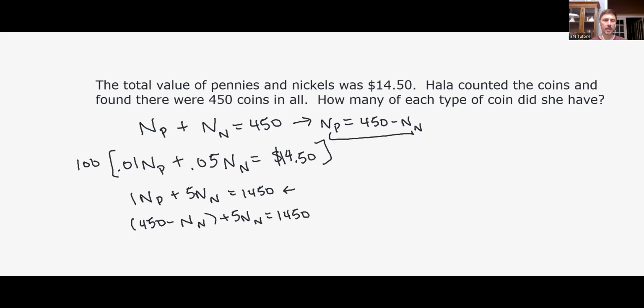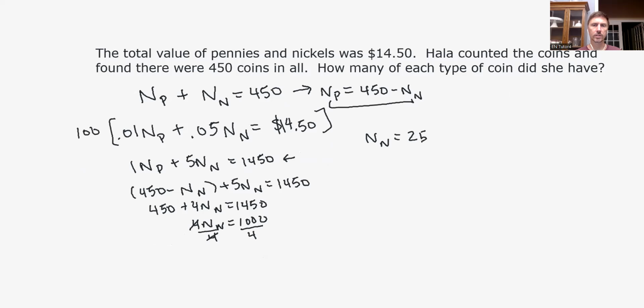So just combining like terms on the left side here, we're going to have 450 minus NN plus a positive 5 NN, which gives us a positive 4 NN equals 1450. And now subtracting 450 from both sides, we get 4 NN equals 1,000. All right, we can divide both sides by 4. And when we do that, these 4's cancel out, and we understand that NN, the number of nickels, is equal to 250.